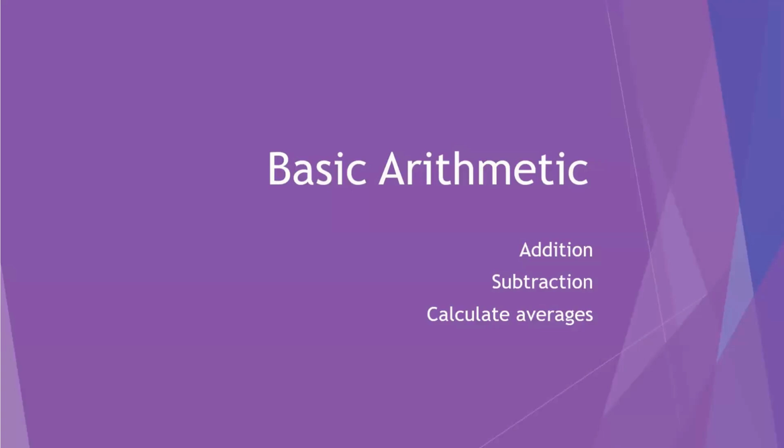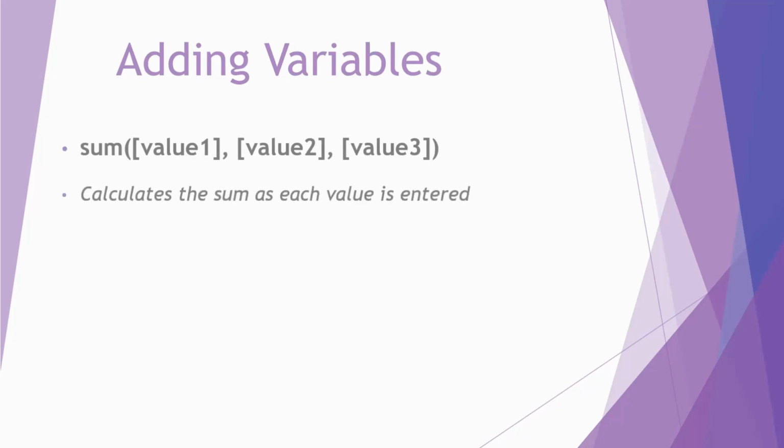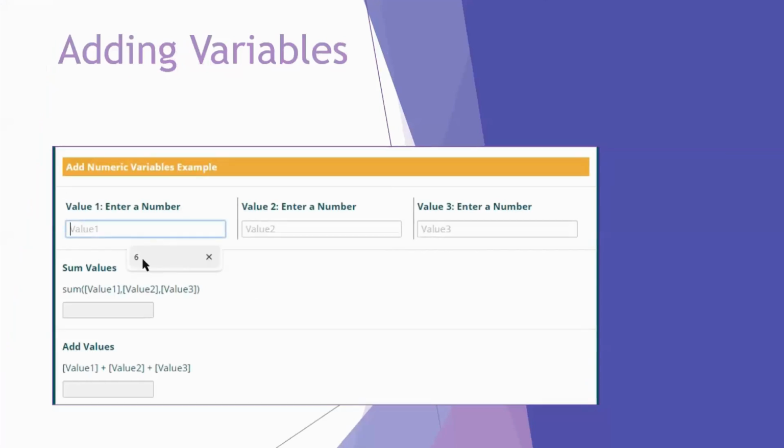All right, we'll start with some basic arithmetic, beginning with addition. There are two methods of adding variables in REDCap. You can use the sum function, which calculates the sum as each value is entered, or you can use plus signs, which calculates the sum only after all the values are entered. So see what that looks like. You can see that the sum function is going to calculate the sum as each value is entered, and using the plus signs only returns the sum after all the values are entered. And if one of them gets deleted, the plus signs will also get deleted.